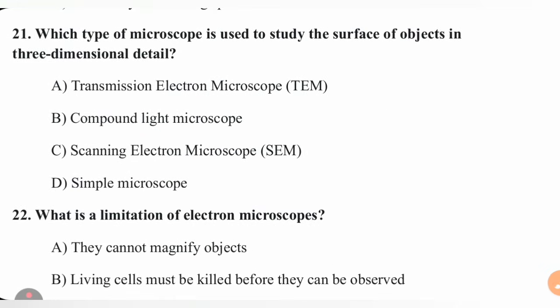21. Which type of microscope is used to study the surface of an object in three-dimensional detail? A. Transmission electron microscope. B. Compound light microscope. C. Scanning electron microscope. D. Simple microscope.